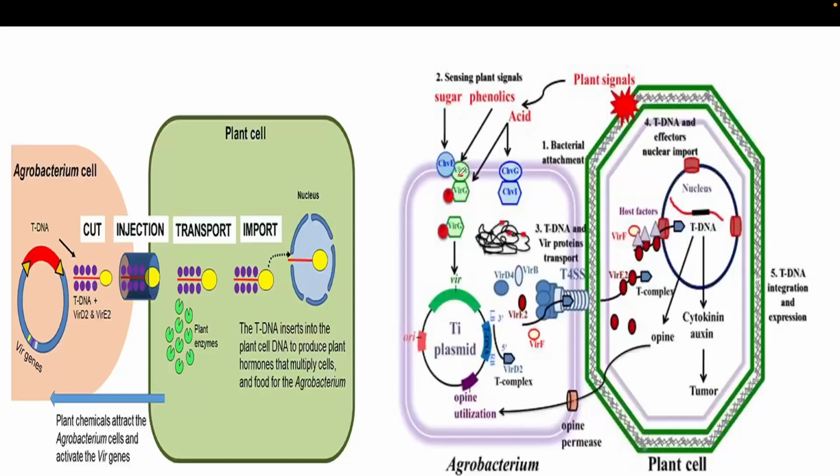Here you can see this is the virulence A gene. Acetosyringone will activate it, and this virulence A gene is connected with the virulence G gene. After the phenolic compound binds, the virulence A gene is automatically activated by autophosphorylation, because it is a kind of kinase. Once activated, it will activate the virulence G gene.